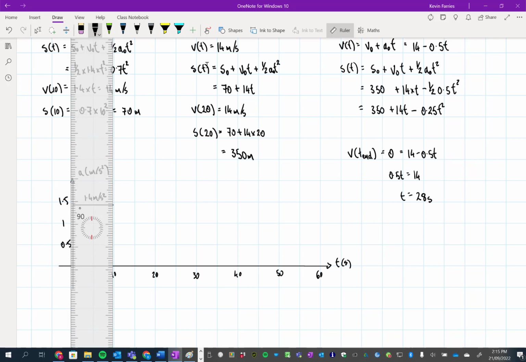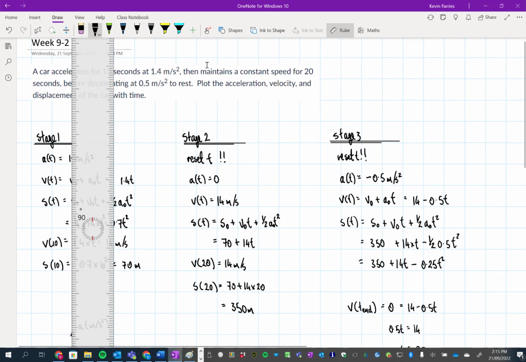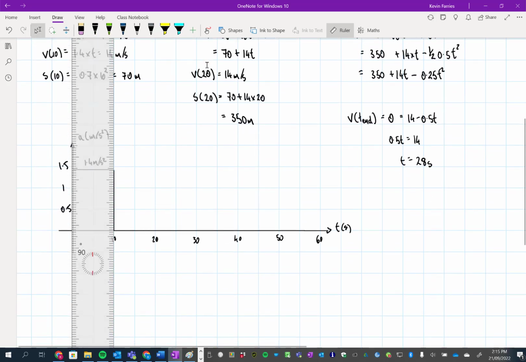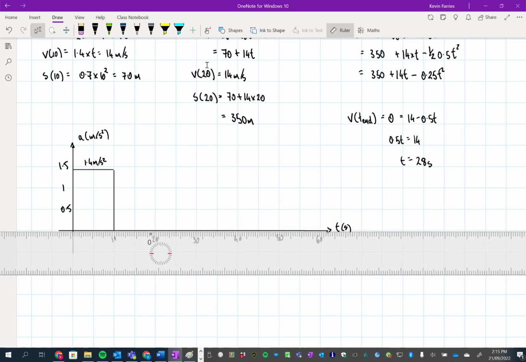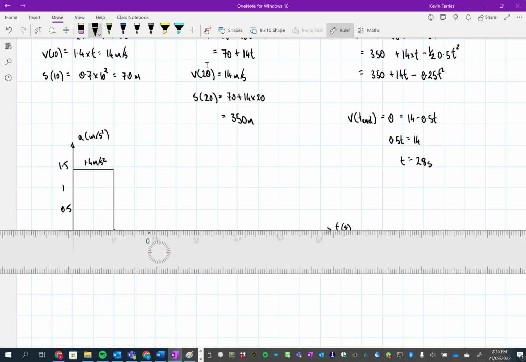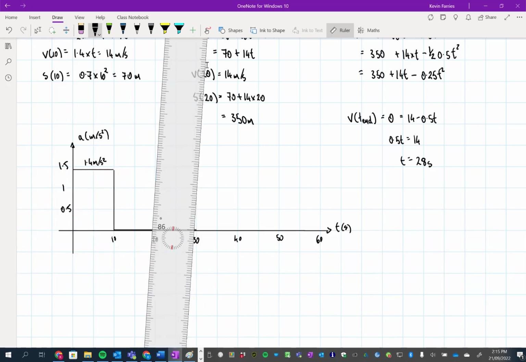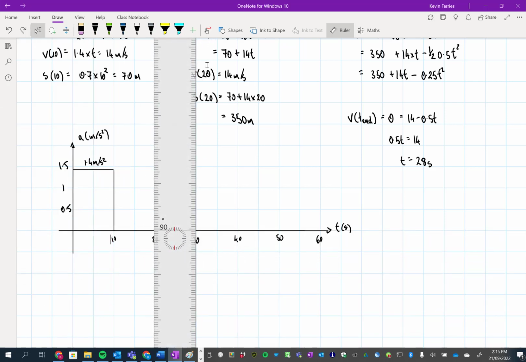Then it goes at constant speed, so it drops to 0. And it continues like that for 20 seconds. So it's going to get all the way to 30 seconds. Then, that wasn't really very well drawn. You won't even see it. It's on top of that line.